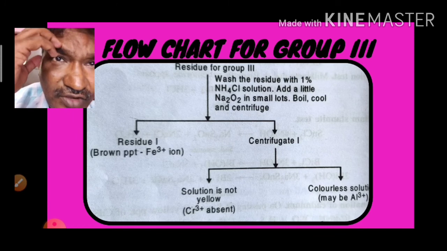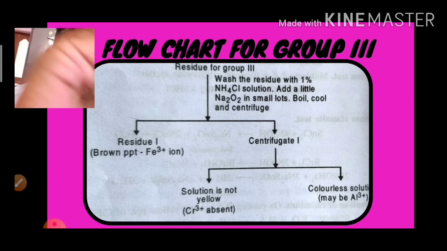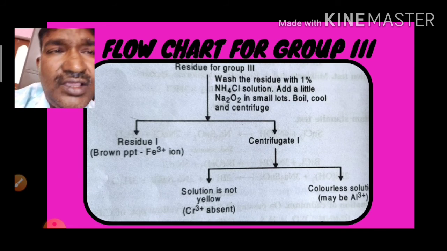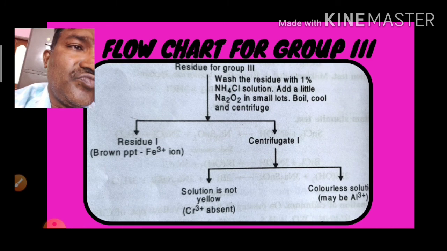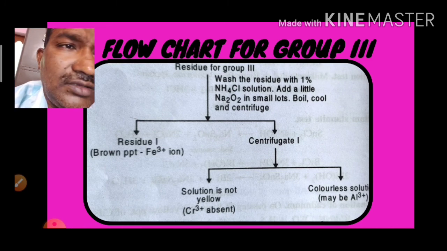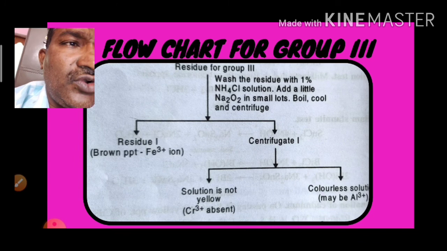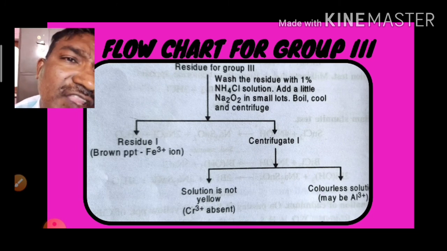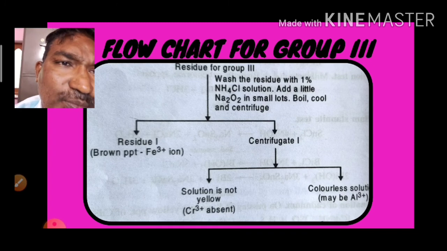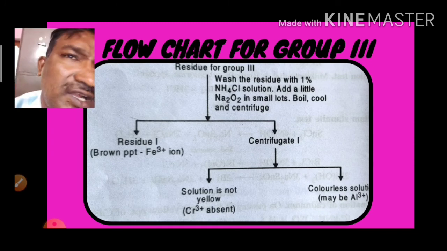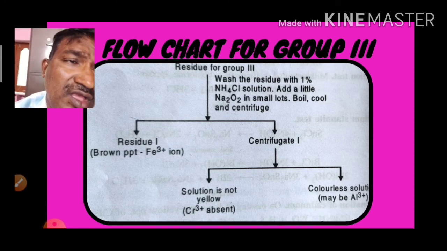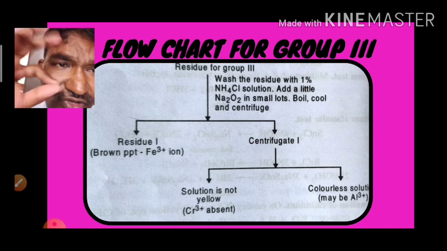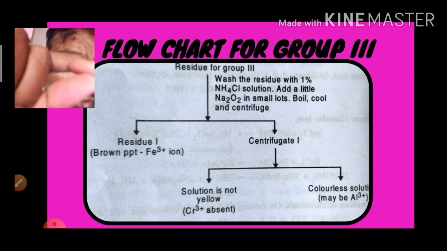To that residue of group 3, we have to wash it with 1% ammonium chloride, and we have to add a little amount of Na2O2, that is sodium peroxide, in small lots. In small amounts we add the sodium peroxide, and we have to boil, cool, and after that centrifuge. If we get a brown color precipitate, we have to think that the given salt mixture contains ferric ions. Otherwise, if you don't get any precipitate and get a clear solution, then we take that solution.